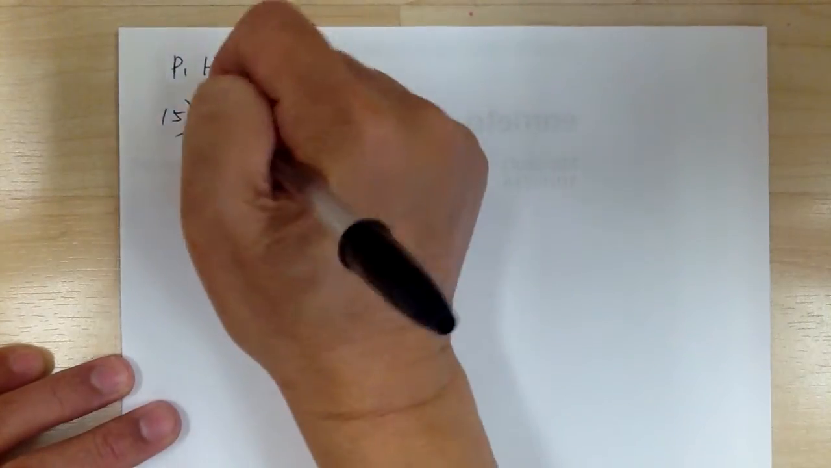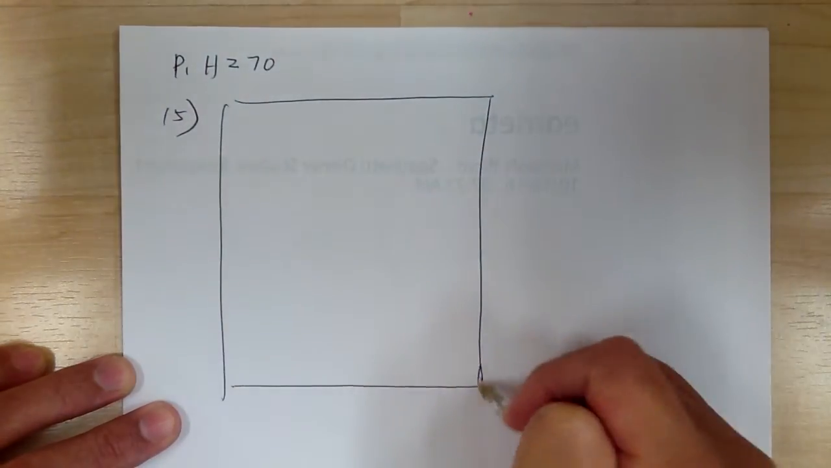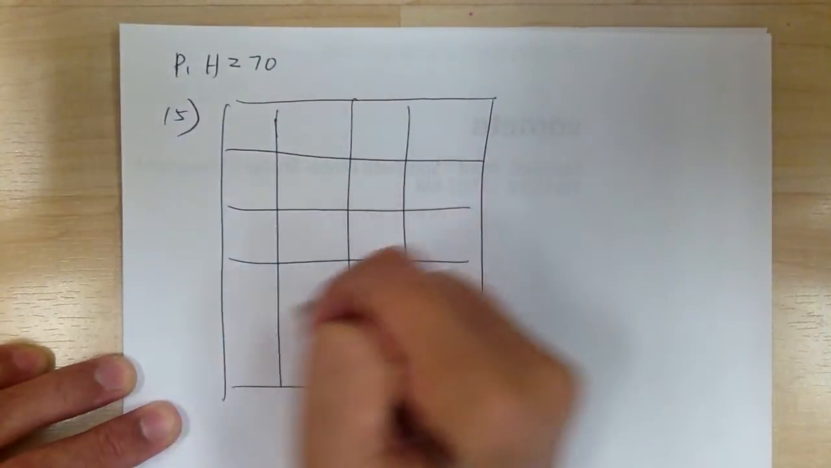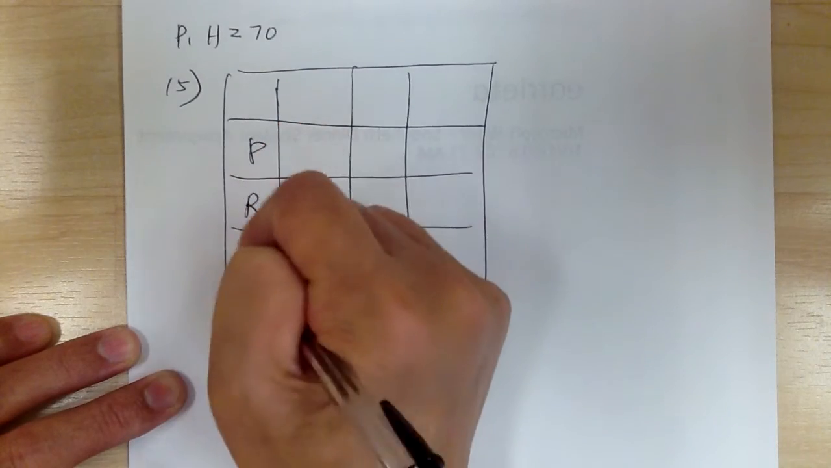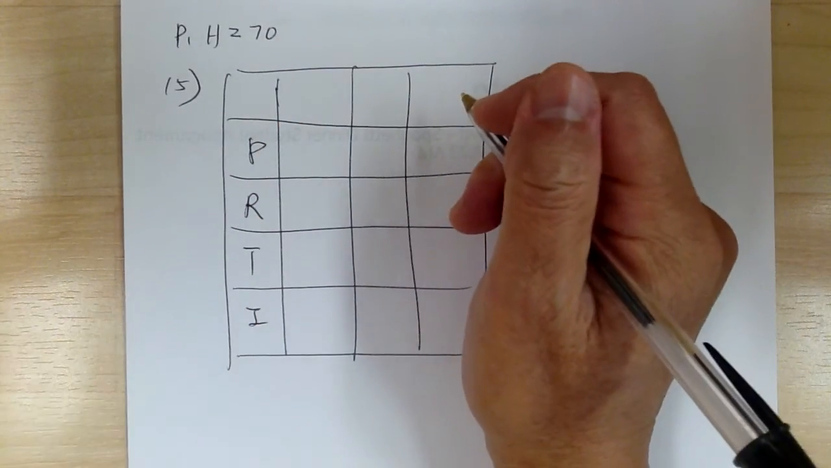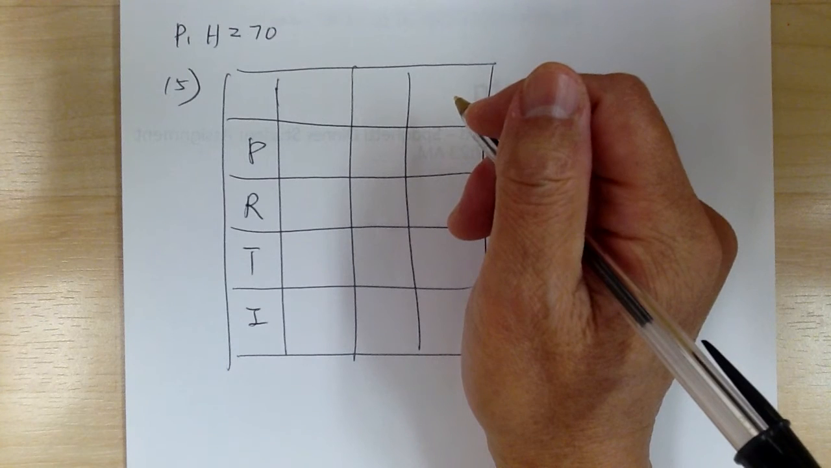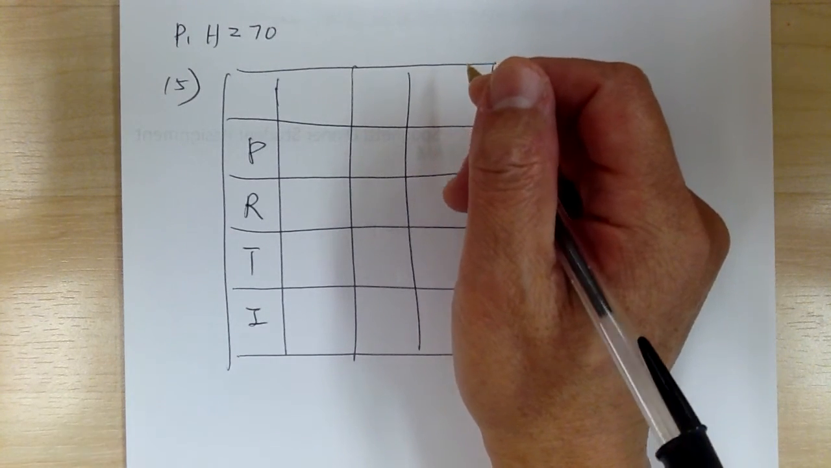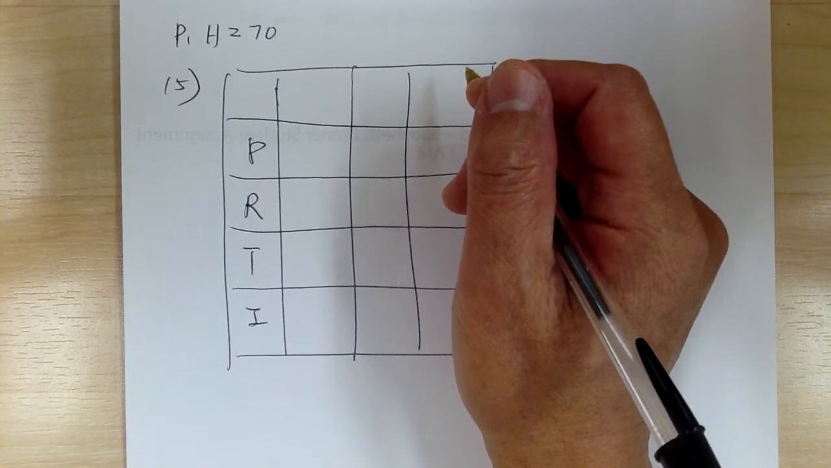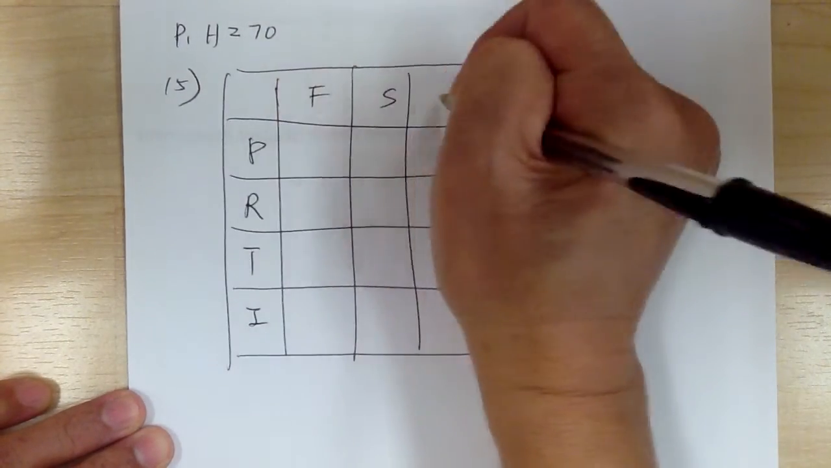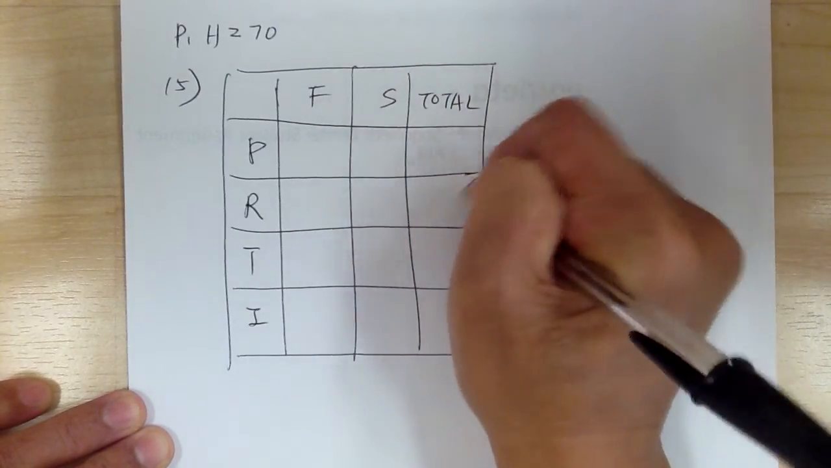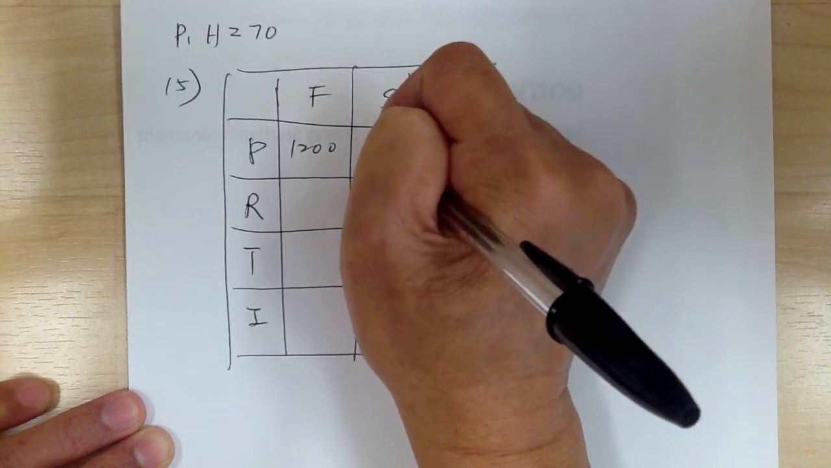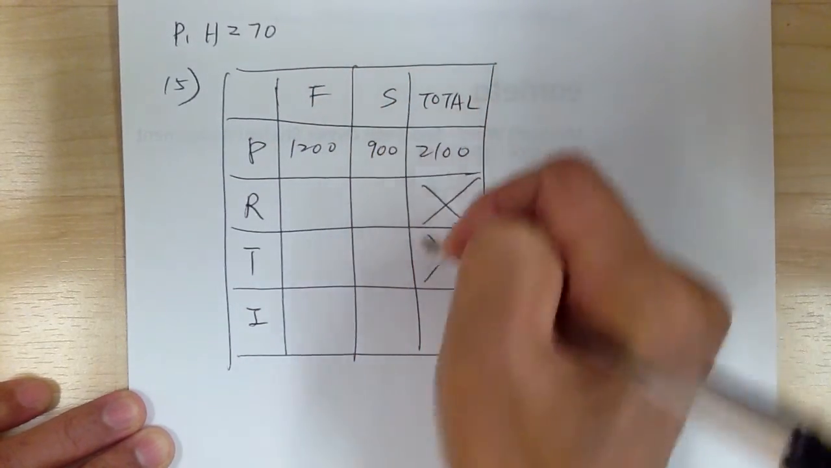Again, read through the problem. So this is going to be an investment problem. So go and make the table. So P, R, T, I, and read through. Okay, so Miss Gresham plans to deposit $1,200 into one account and $900 into another account. Okay, so here's first, second, total. So first account is $1,200, second account is $900, so that gives you a total of $2,100.